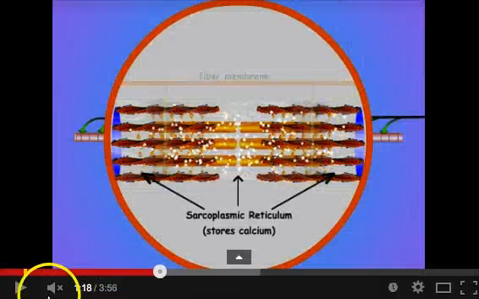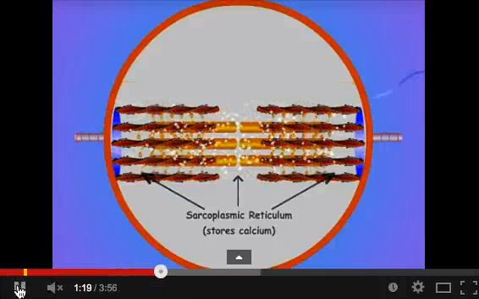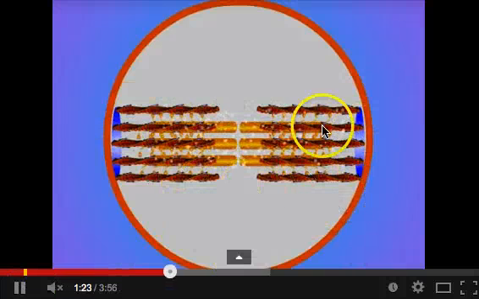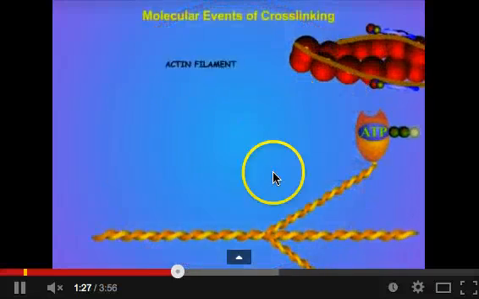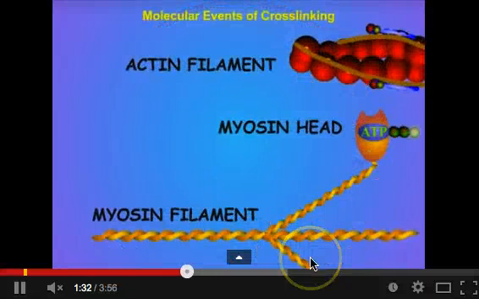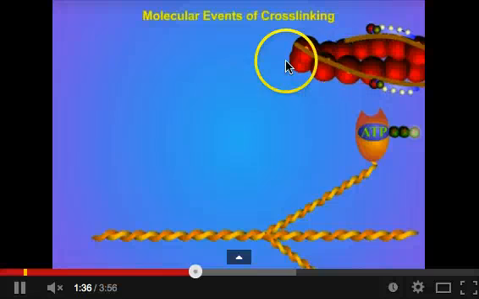Where does the calcium come from? If we're going to have calcium, where does it come from? So we learned that you have the sarcoplasmic reticulum, and all of the calcium is floating around in there. Now we're going to blow up one piece of actin, and then we've got our myosin filament here. It does have multiple heads, because remember, it's not just one molecule of actin, there are hundreds of them.